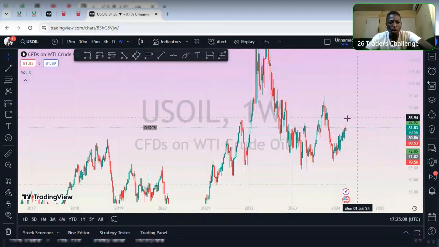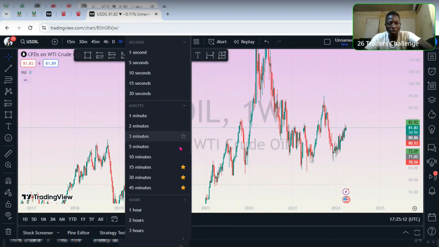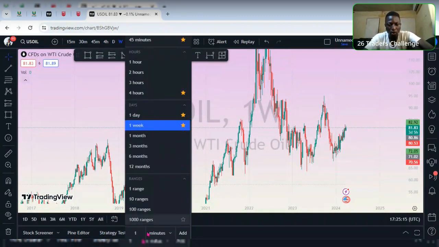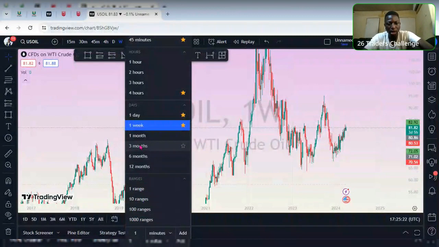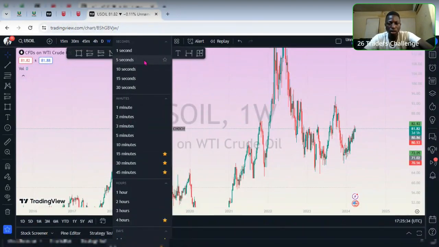So on the time frames we have, this is the TradingView platform. You can see here, based on ranges, we have 1,000 range, 100 ranges. We don't use that. Then per days, we have 12 months, 6 months, 3 months, 1 month, 1 week, 1 day, 4 hours, 3 hours, 2 hours, 1 hour. We have 1 second, 5 seconds, 10 seconds, 15 seconds, 30 seconds, 1 minute, up to 45 minutes now.